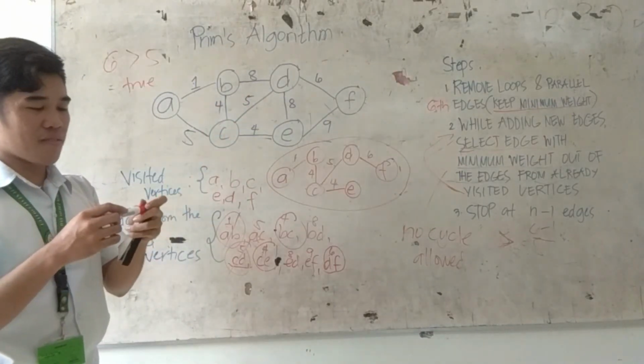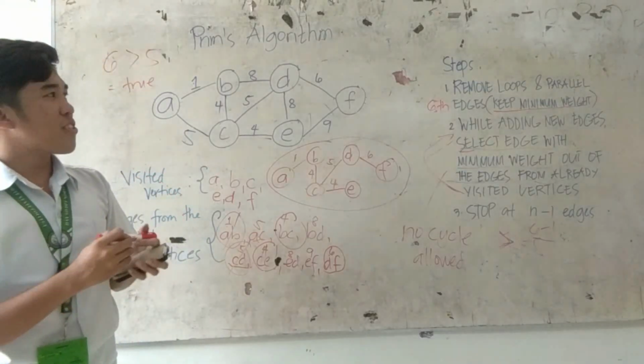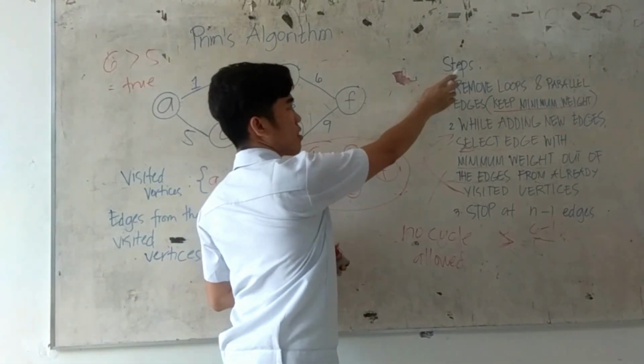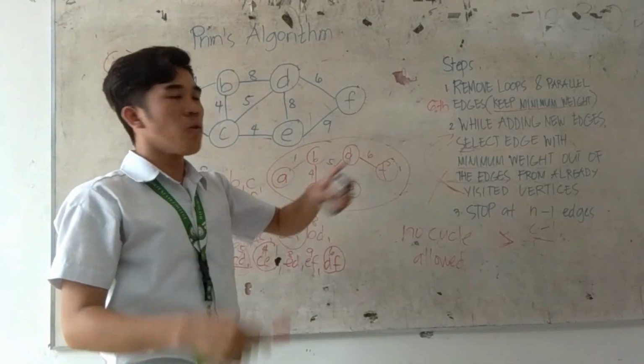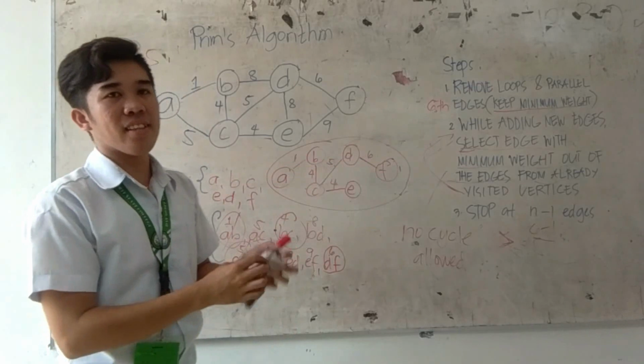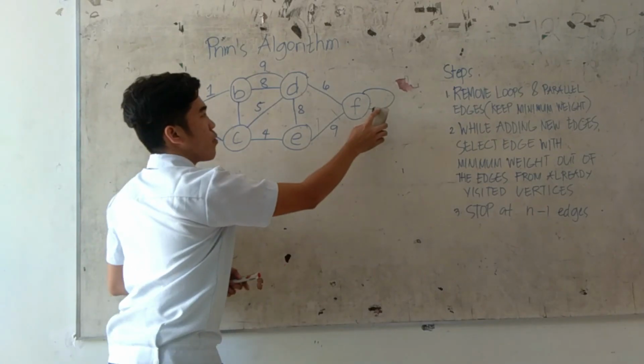Okay? Again, by doing this algorithm, let's just follow the 3 simple steps for us to create a minimum spanning tree.